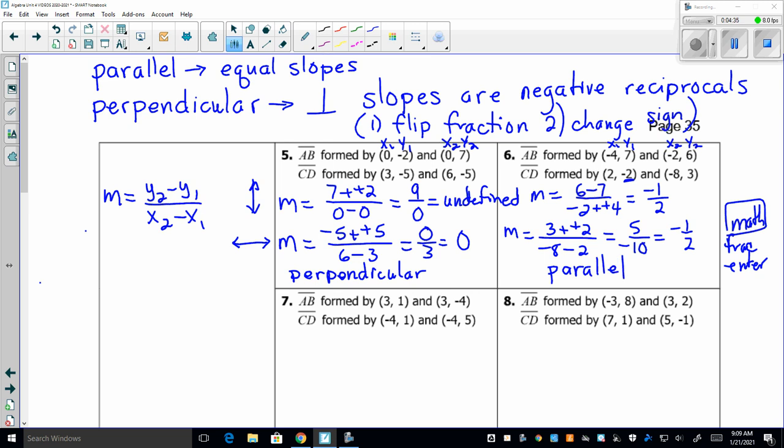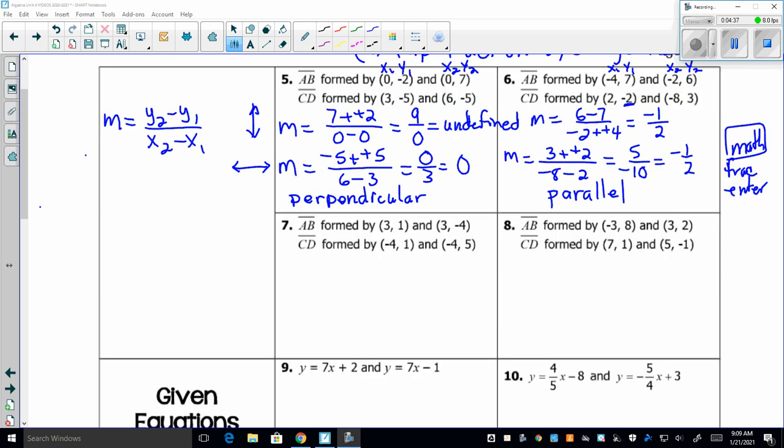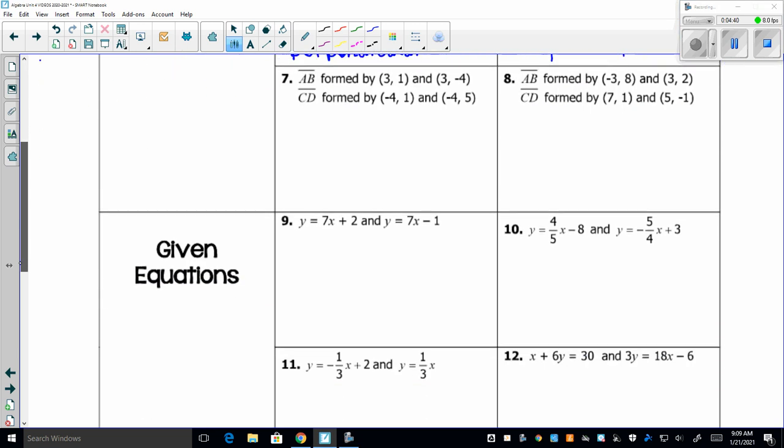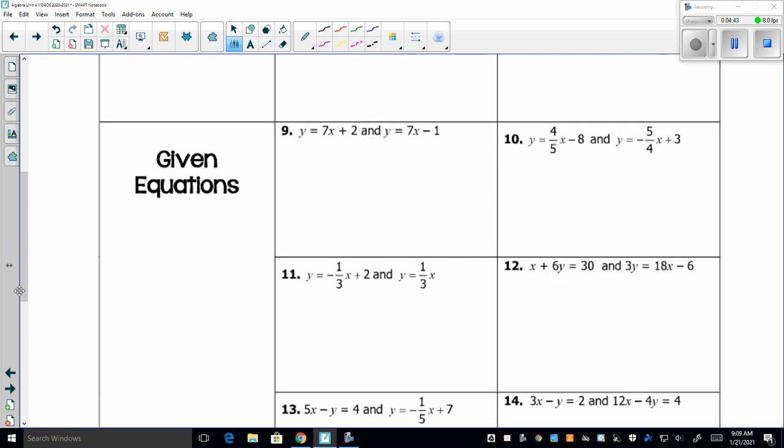Let's try a couple more. Let's go down here actually and start looking at equations and seeing if we can tell just from the equation if they're parallel, perpendicular, or neither. Remember, parallel lines have exactly the same slope, and the slope is attached to the x. So a 7 and a 7. Those are exactly the same, so these two lines must be parallel. Over here, we have positive 4/5 and negative 5/4. I flipped the fraction and changed the sign, so they have to be perpendicular.